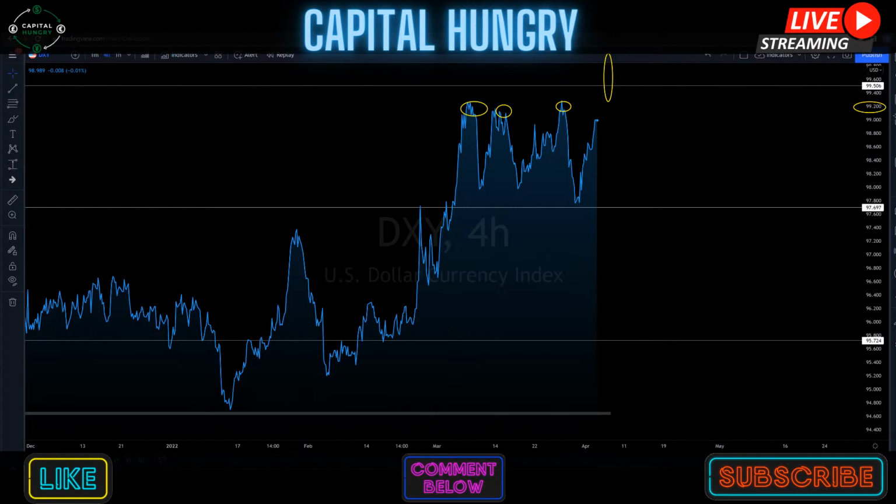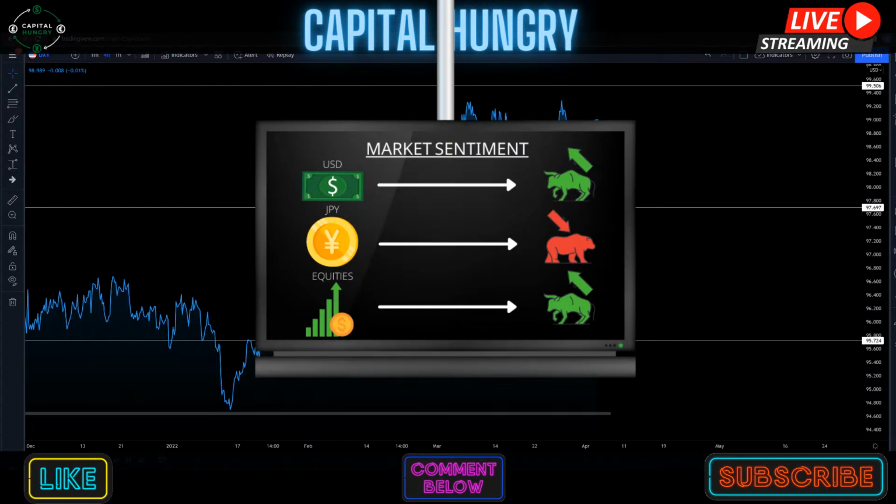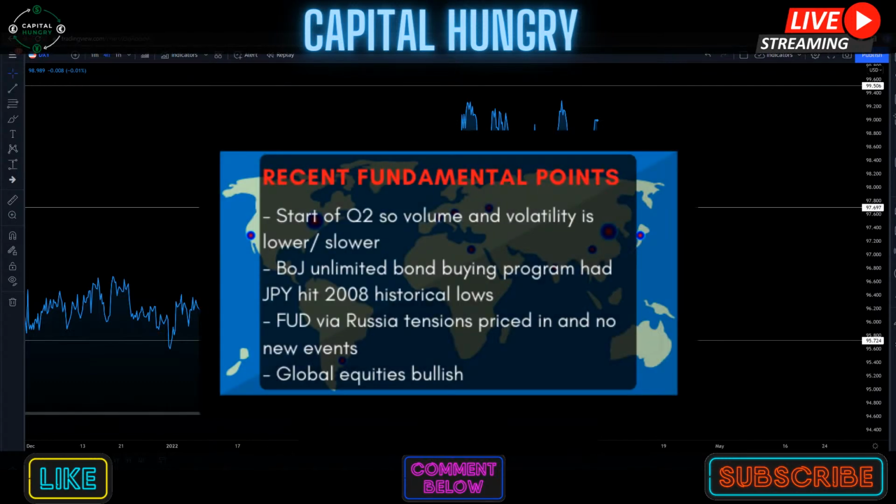So, again, when we're looking at the market sentiment, I am still looking to play some strength in the US dollar on GBPUSD, EURUSD, potentially USDCAD. I'm looking to play some weakness in the Japanese yen for those individual fundamental reasons stated. Remember, fear, uncertainty, and doubt priced in, lower volume and volatility for the start of Q2.